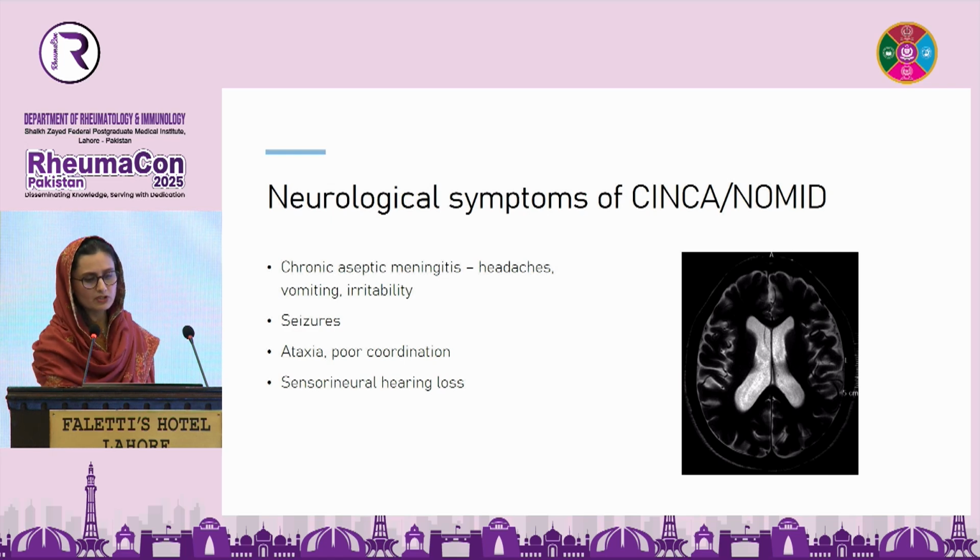If we talk about neurological symptoms of CINCA, this MRI brain is from a 12-year-old girl, and you can appreciate that there is very prominent cerebral atrophy, and there is also ventriculomegaly. So these children have chronic aseptic meningitis and present with headaches, vomiting, irritability, seizures, ataxia, poor coordination. Along with that, they also have sensorineural hearing loss.